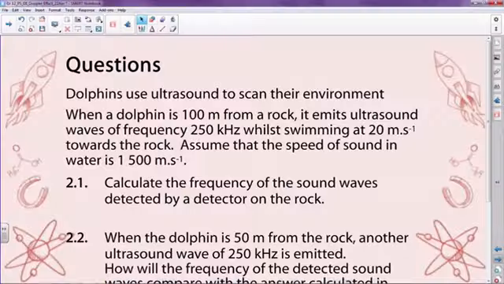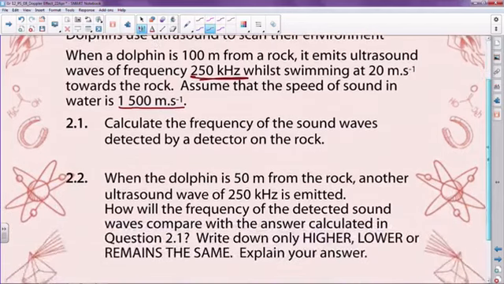It says to us, dolphins use ultrasound to scan their environment. They're very clever animals. When a dolphin is 100 meters from a rock, it emits ultrasound waves of frequency 250 kilohertz. Be careful here, kilohertz, while swimming at 20 meters per second towards the rock. Assume, now watch here, the speed of sound in water is 1,500.